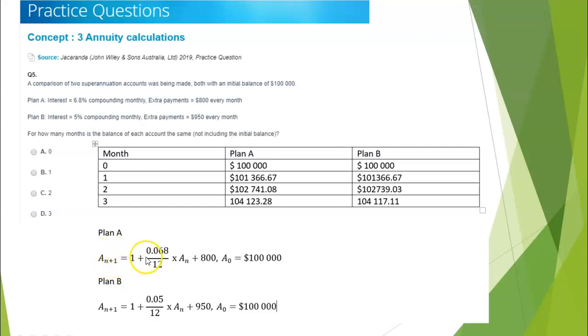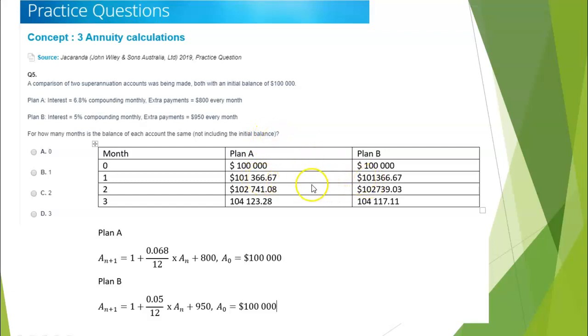Okay, so let's make a little table here. Plan A, here's our recurrence relation equation. So I've worked out the first month is 100,000. My second month is $101,366.67. My second month, 102,000, 104,000. And I've done the same thing for Plan B. So here's my recurrence relation.